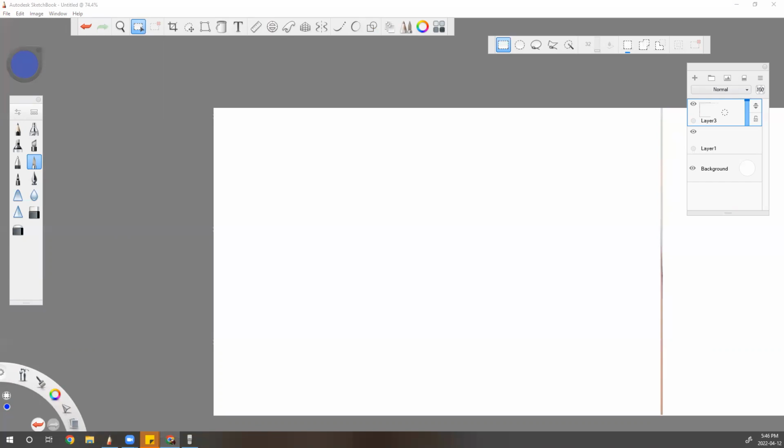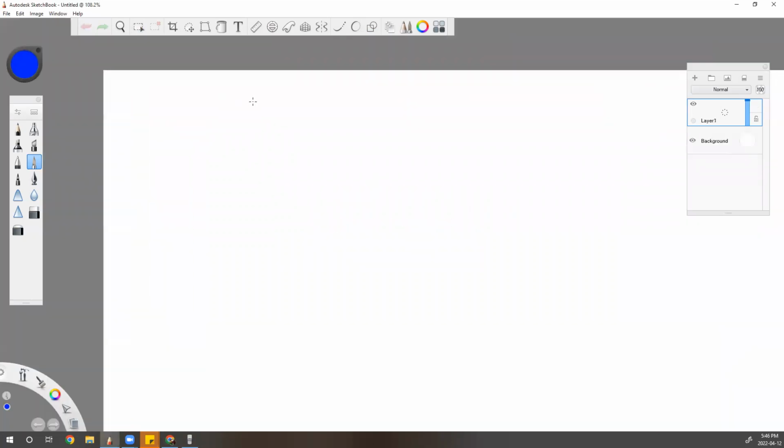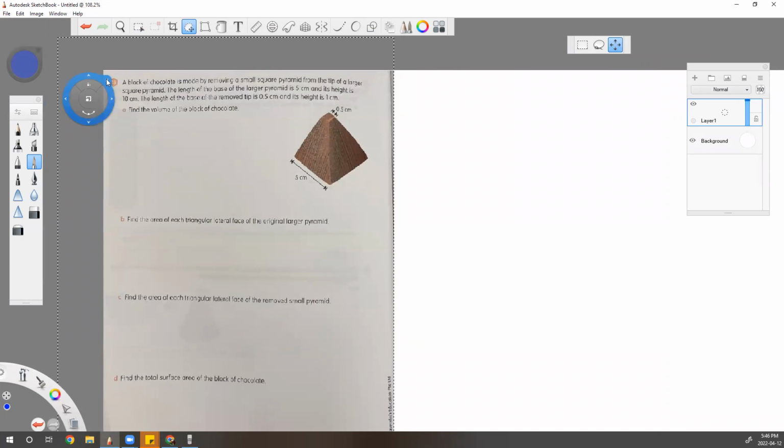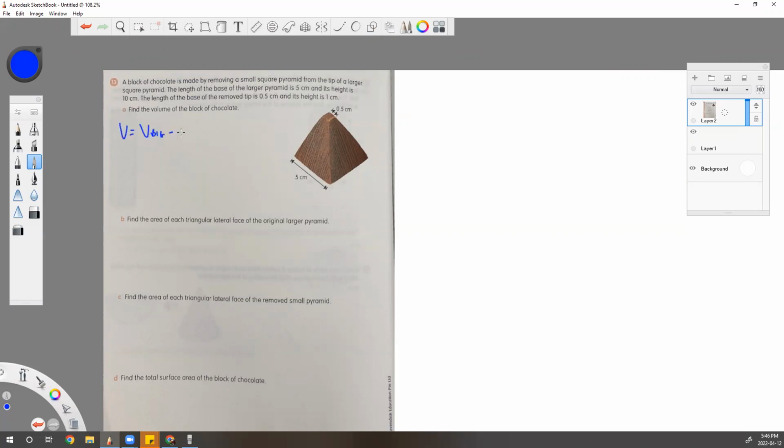Okay. Now, we have 3 more pages. Okay, a block of chocolate is made by removing a small square pyramid from the tip of a larger square pyramid. The length of the base of the larger pyramid is 5 cm and the height is 10 cm. And the length of the base that is removed is 0.5. I think it's very simple. The volume is the volume of the big one subtract the volume of the small one.